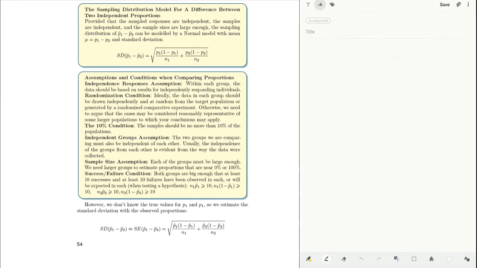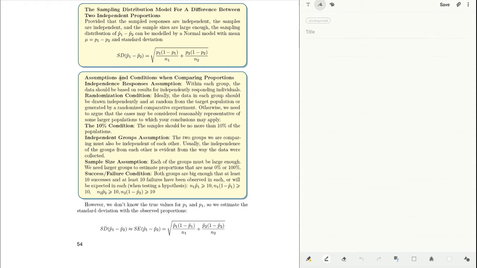So under certain assumptions and conditions, the sampling distribution model for the difference between two independent proportions will be a normal curve. And the mean is going to be centered at P1 minus P2, so the difference between their population proportions, and then the standard deviation will be given by the square root formula that we had derived. Now, as always, there are assumptions and conditions that need to be checked whenever we want to use this normal model for the sampling distribution.